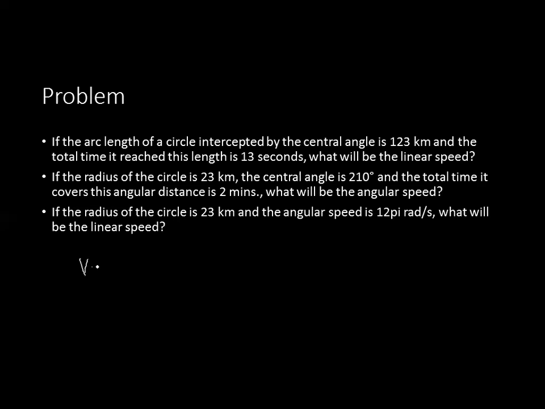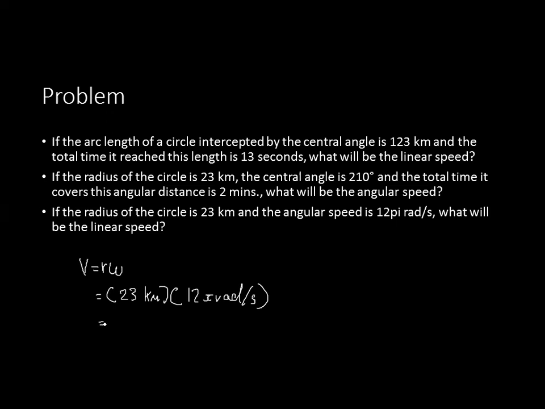So here, we're going to use this formula: V is equal to R times W. This is just another formula for you to find the linear speed if you have the given radius and an angular speed. According to the problem, the radius of the circle is 23 kilometers, and the angular speed is 12 pi radians per second.